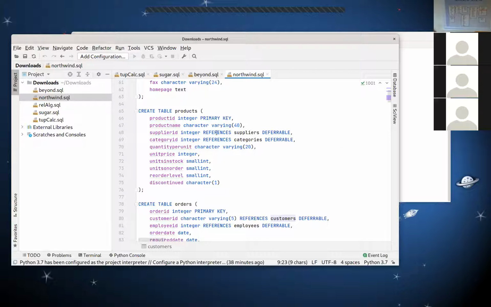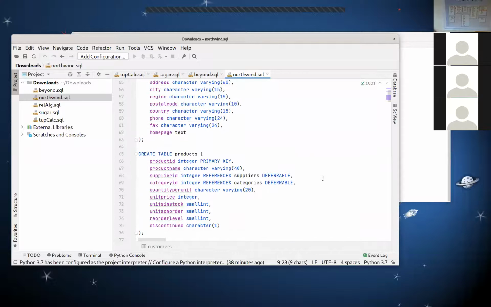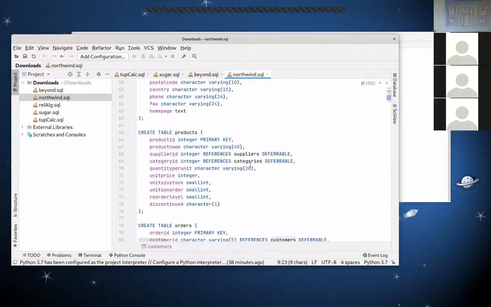Notice here we're saying references suppliers. Don't worry about deferrable for right now. What this is saying is that there's a foreign key. In any products table, or tuple rather, a row of a product, if it's got a value here, it's got to reference an actual supplier, right? And same with a category, which is the category of the product. Then we have the quantity, we have the price, et cetera. We have stock, and there are some various numbers here. So if we look here, let's look at suppliers and categories.